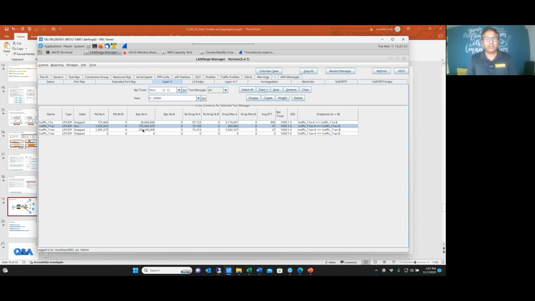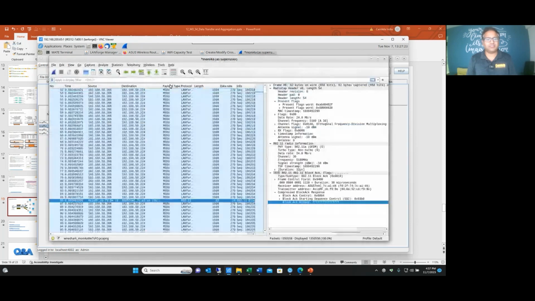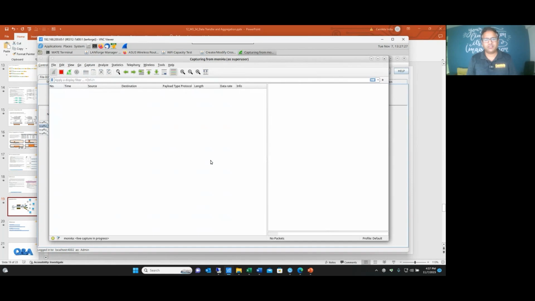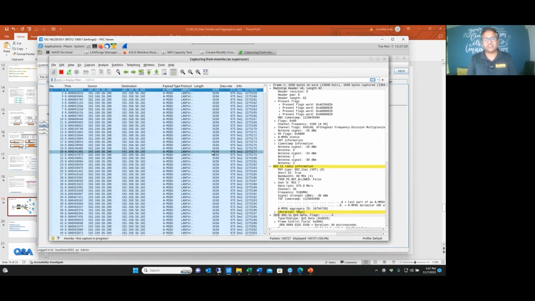And now if you do a packet capture on the same link, I'm starting the capture again. This time the data rate is even higher. It's 975 Mbps. And now the aggregates are also much bigger. You can see, because your data rates are higher, within the same time you're able to send more data. So now the transmitter can pack more information. You see large aggregates are being built.